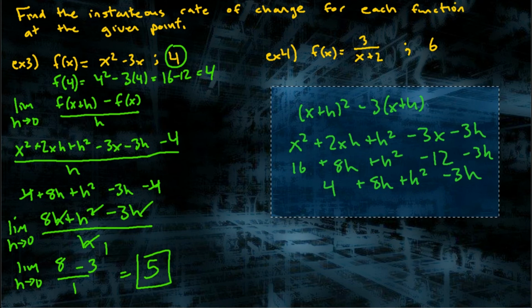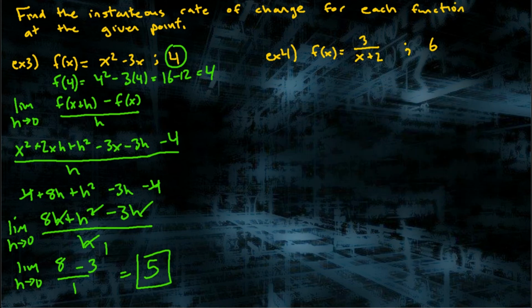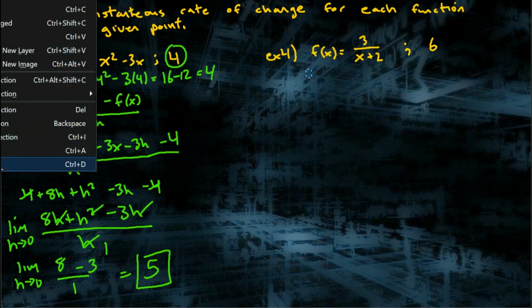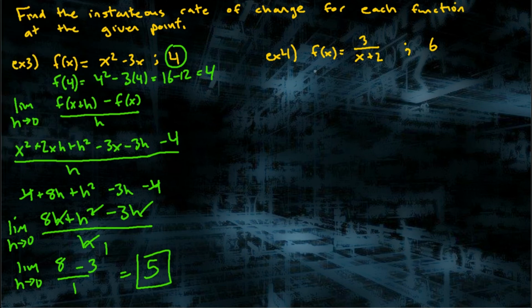All right, so this one on the right is actually going to be pretty tricky. So let's see if we can figure it out. So we have a rational, and we're going to start it like we've been starting it. So I'm going to go ahead and find f of 6, and I'm going to put in a 6. So 3 over 6 plus 2, which is 3 over 8.